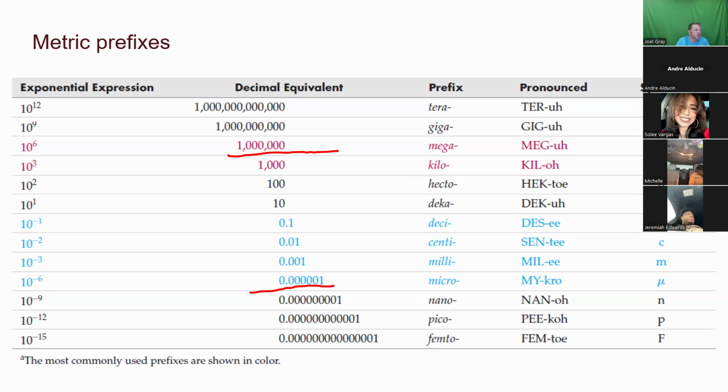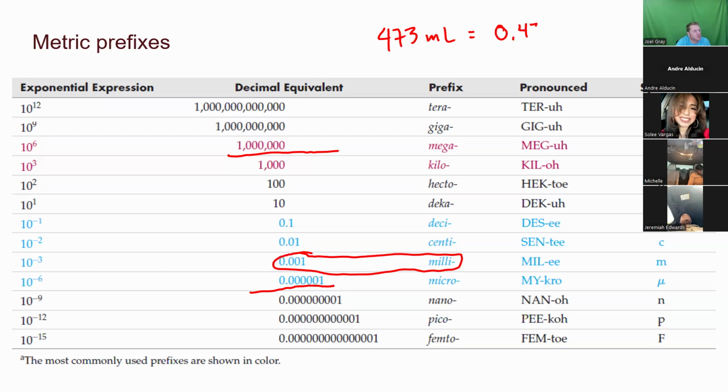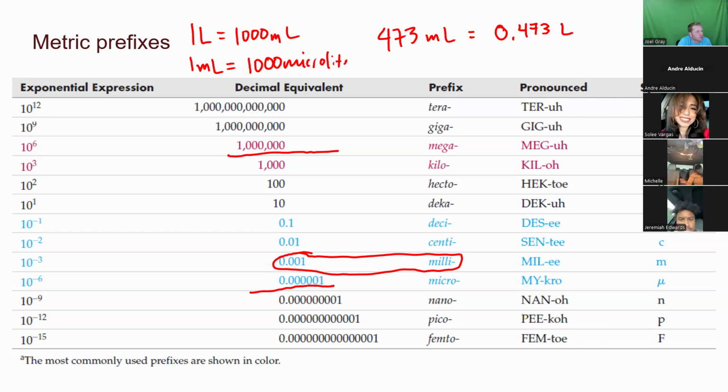The way that I always think about this is I think about quantities that I see somewhat regularly. For instance, this is a 16-ounce Dr Pepper can. If you look at the side of it, it might say 473 milliliters. My prefix is milli, ml. This is the same as 0.473 liters, because in 1 liter, there are 1,000 milliliters. In 1 milliliter, there are 1,000 microliters. Here is the symbol for micro. Here's the symbol for milli.